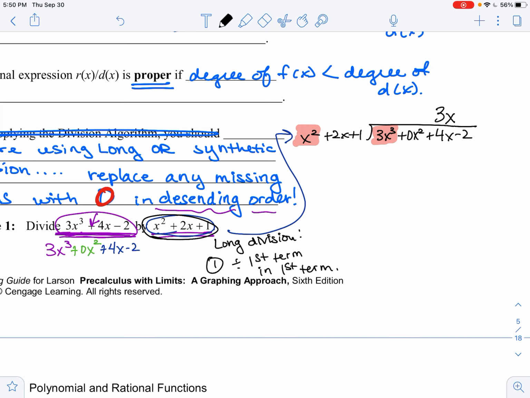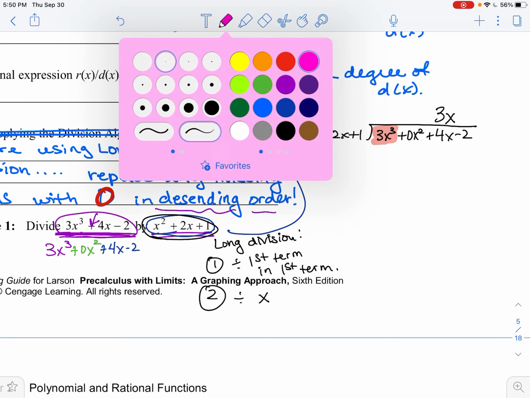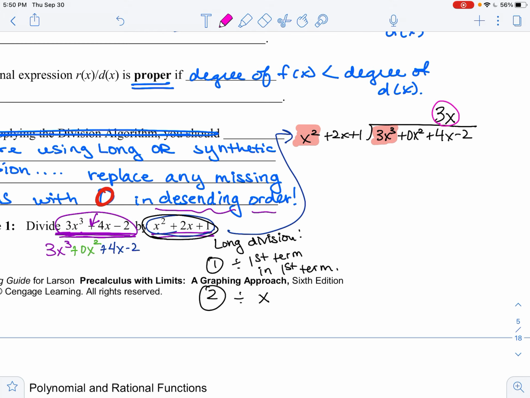So now we go in this order. We divide, which we just did, and then we multiply back. What that means is I'm going to take this value that I just divided and multiply it into every single part of that divisor. So 3x times x squared gives me 3x to the third. The key here is we want these two to match. And then 3x times 2x is 6x squared.